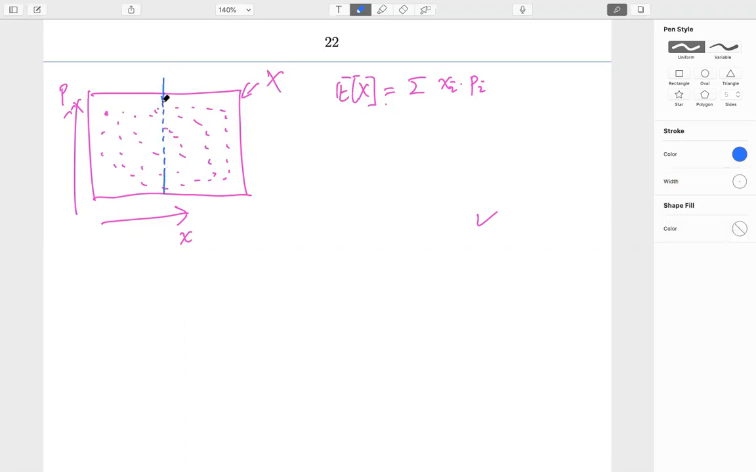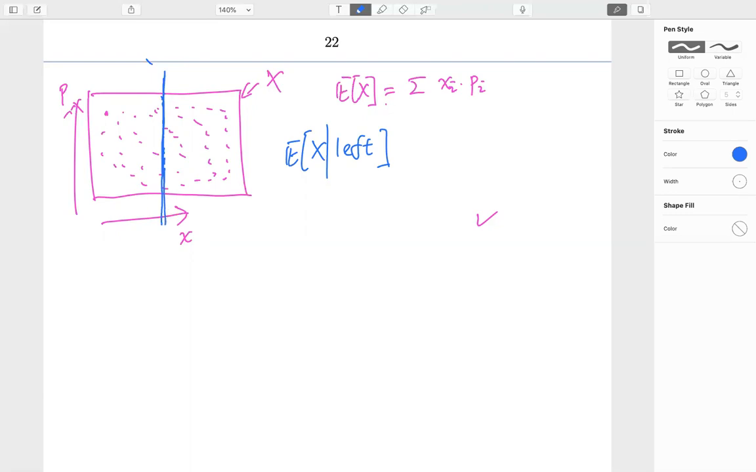So let's cut it in half. Then some points are located on the left-hand side, and some points are located on the right-hand side. This is the conditional expectation, conditioning on the points located on the left-hand side of my cutting, my blue cutting down here.